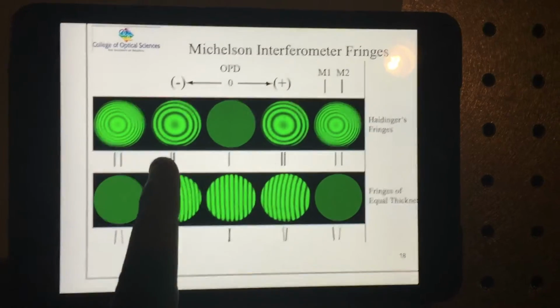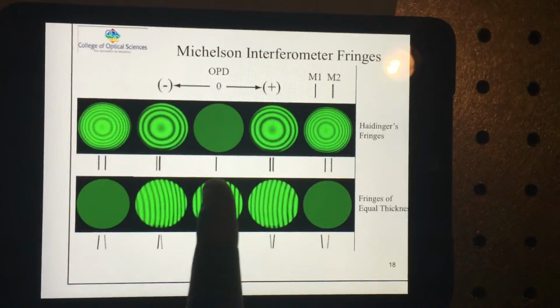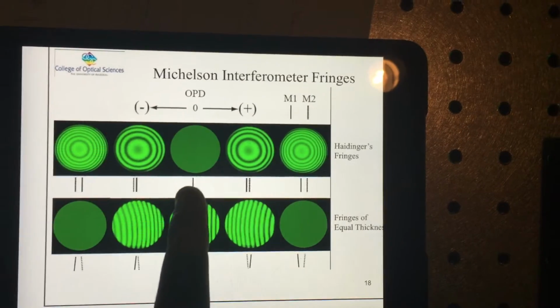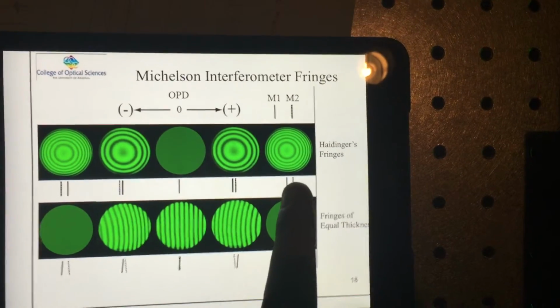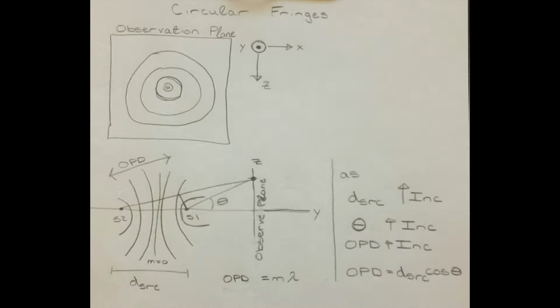Here we can see that as the mirror changes in optical path distance, we move from 0 OPD to larger OPD, the fringe spacing becomes smaller. The geometric orientation of the fringe pattern in the XZ plane can be explained by the following diagram and equations.